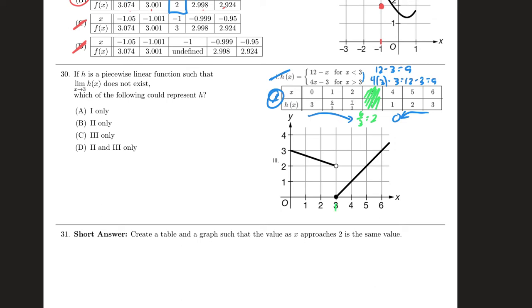And then limit at 3, there's a jump. So that one's also not going to exist. So 2 and 3 are right.